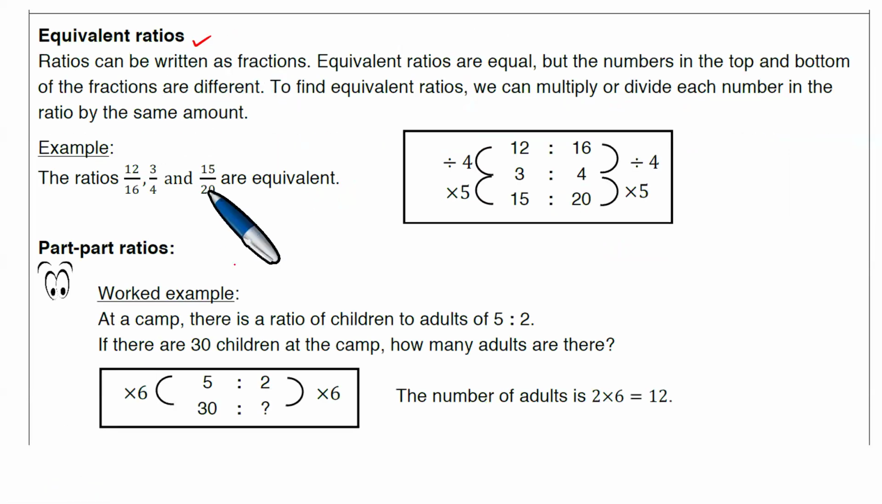Equivalent ratios. Sometimes ratios are equivalent. Ratios can be written as fractions. Equivalent ratios are equal, but the numbers in the top and bottom of the fractions are different. To find equivalent ratios, we can multiply or divide each number in the ratio by the same amount. We continue as follows.